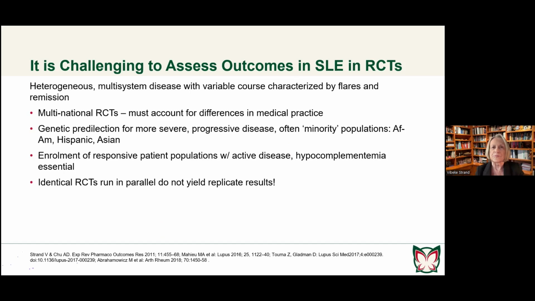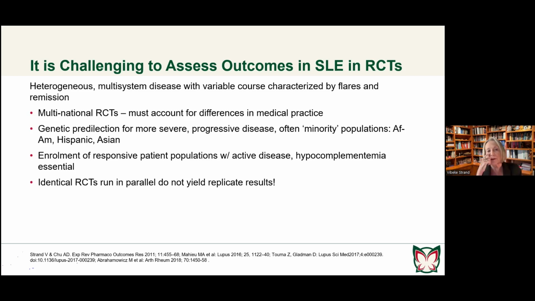Well, as previously said, it's challenging to assess outcomes in lupus trials. It's obviously a multi-system heterogeneous disease characterized by flares and remissions. And when we're trying to do multinational trials, which we have to based on the size of the patient population, we have to account for differences in medical practices, as well as all the other heterogeneity that comes up with doing worldwide trials.